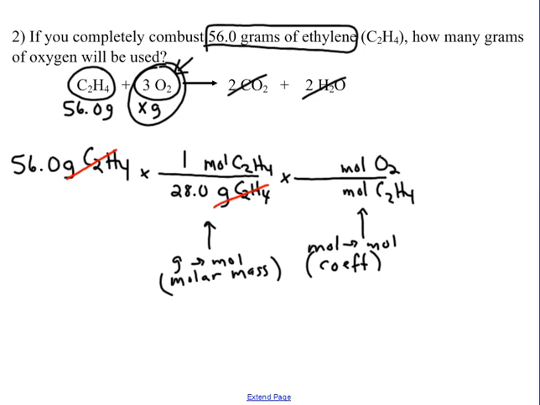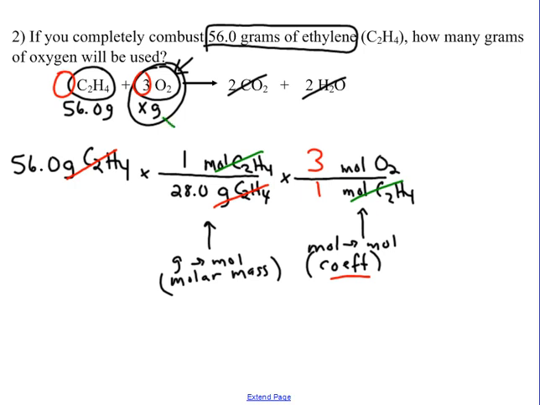Now the numbers that will go in this fraction are the coefficients from the balanced equation. So in front of the oxygen I see a 3. And in front of the ethylene, there is no number, so that's assumed to be a 1. If I left this problem here, I would see that moles of C2H4 would cancel with moles of C2H4, leaving us with the unit of moles of O2.